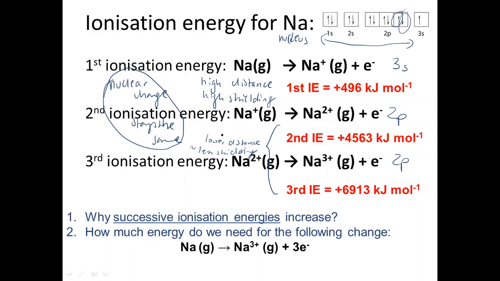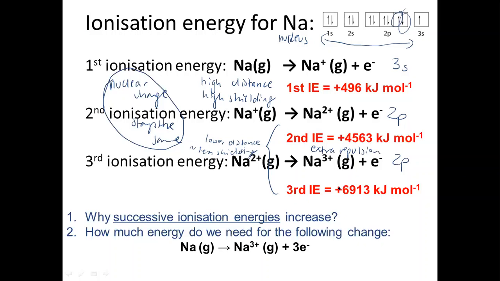Okay, so that's why this one has lower distance and less shielding, so ionization energy is higher. And you can see that it's easier to remove the second than the third electron. Well, the second electron has that extra repulsion because we're removing from a paired orbital. So this one has extra repulsion that makes it easier to remove.